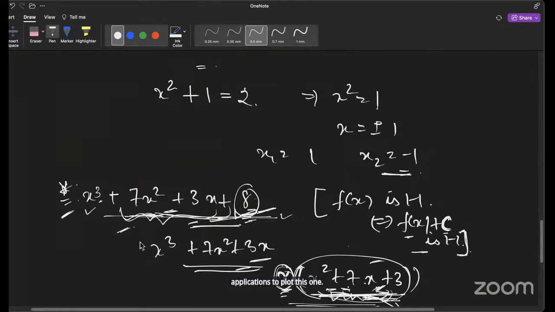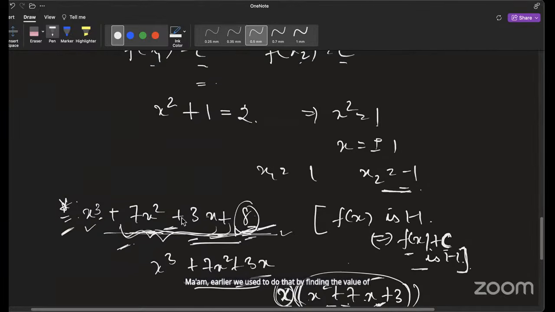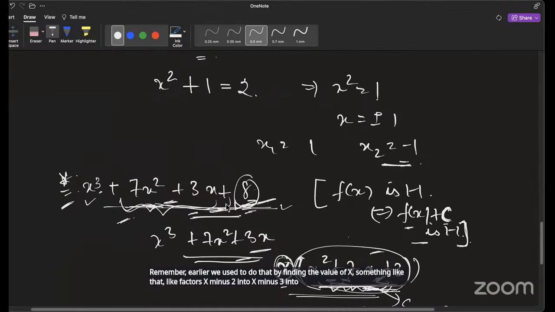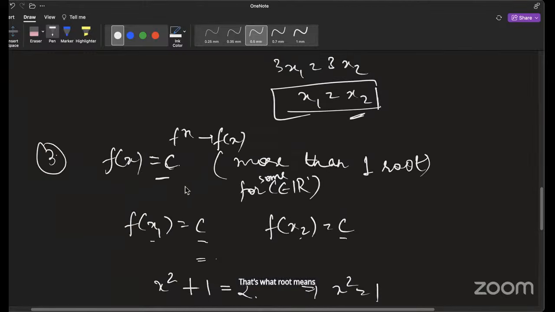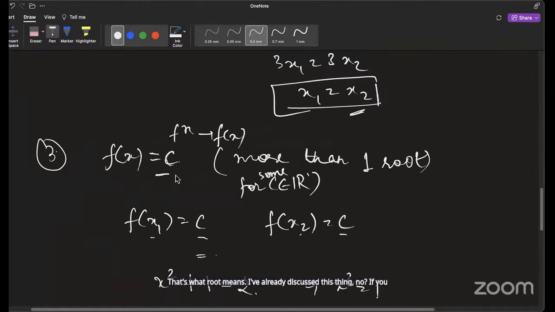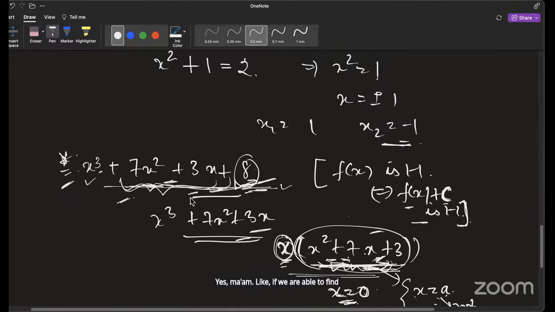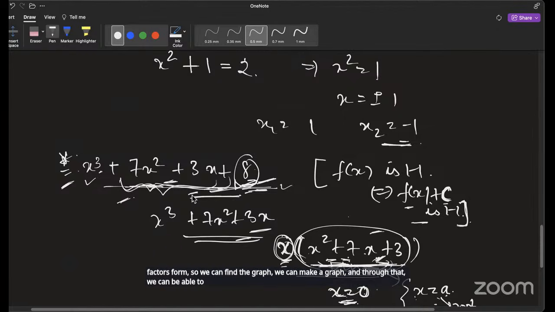Ma'am, earlier we used to do that by finding the roots, like factorizing it as x minus 2 into x minus 3 into x minus 4. That's what root means. I've already discussed this root method. If we are able to find the roots and factorize it into factors, we can make a graph, and through that we can find whether it is 1-1 or not.